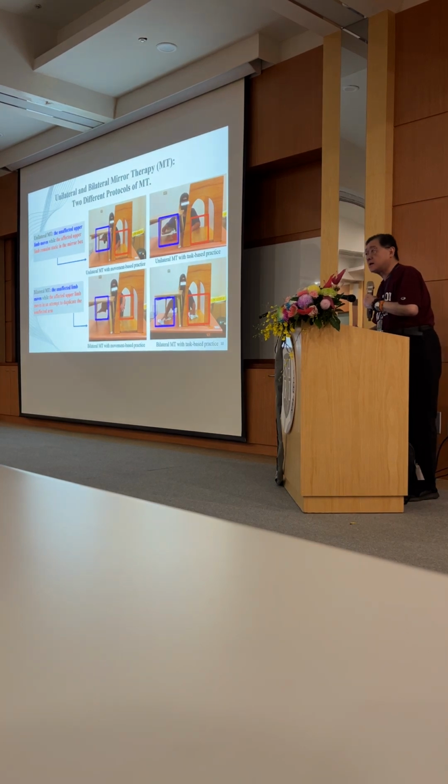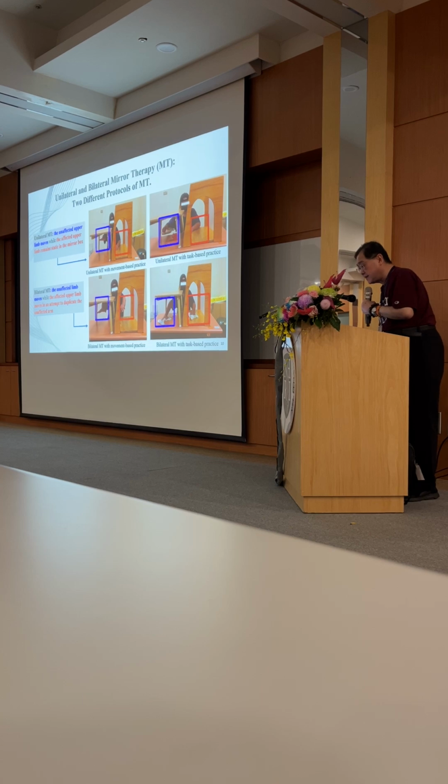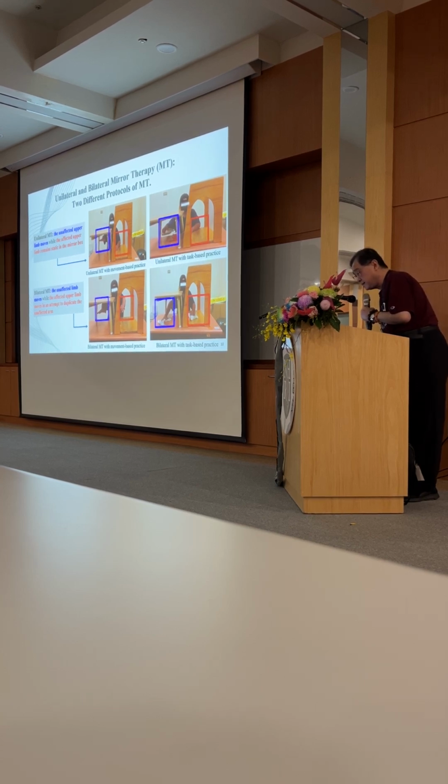Again, mirror therapy is versatile and can be used unilaterally or bilaterally. For unilateral mirror therapy, only the unaffected upper limb moves, whereas the affected upper limb remains static in the mirror box. The patient cannot see the affected arm during the practice. Unilateral mirror therapy can be implemented with daily activity tasks such as mopping or meal movements.